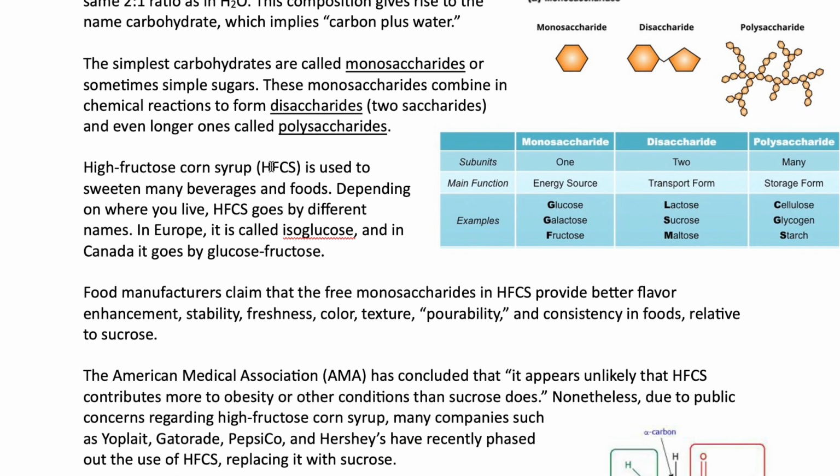Now, one of the most common sugars that you might have heard of in industry is high fructose corn syrup, or HFCS. This is a type of sugar that is used to sweeten many beverages and foods. It has different names in different countries, but the claim from the food manufacturers is that high fructose corn syrup gives you better flavor and, more importantly, some stability in the sugar. So if you keep the food for longer, it will still taste the same as when it's new, and just the consistency in the food so it doesn't degrade that quickly.